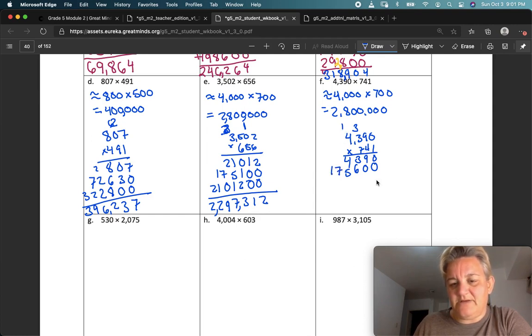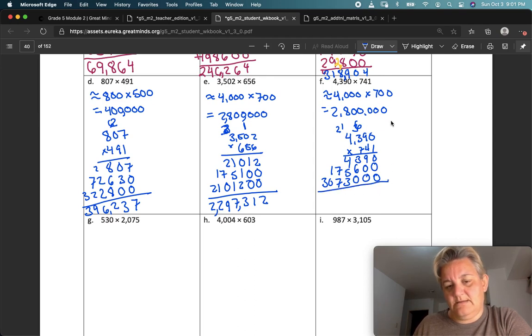Okay. Now the hundreds place, 2 zeros. 7 times 0 is 0. 7 times 9 is 63. Carry the 6. 7 times 3 is 21, plus 6 is 27. Carry the 2. 7 times 4 is 28, 29, 30.